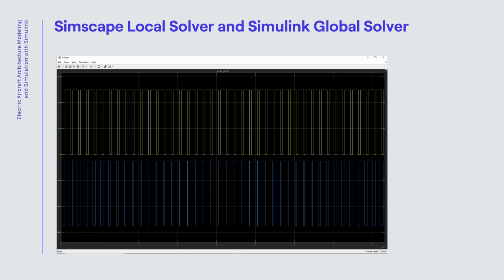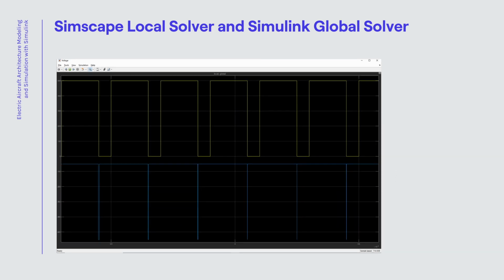The yellow traces the voltage measurement using the local solver, and the blue traces the voltage measurement using the global solver. Notice that we see differences in the voltage measurements, so let's zoom in a bit. You can see that while the voltage response using the global solver, or the blue one, can accurately capture pulse width, the voltage response using the local solver, which is marked with yellow, cannot capture a pulse width smaller than the defined step time, which is in this case set to 50 microseconds.